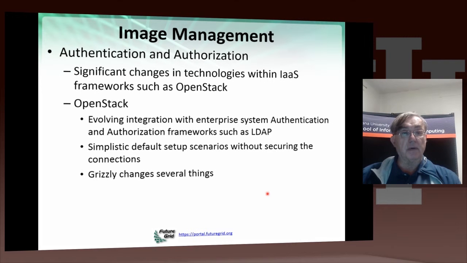I pointed out that under authentication and authorization, there are continuous changes, and Grizzly changed yet again. Actually, we had a lot of trouble with the previous release, Folsom, and we never quite solved it. Switching to Grizzly was a great help to our group, which was integrating OpenStack into FutureGrid. So we think that OpenStack is going in a good direction, and we already have found Grizzly to be quite effective.